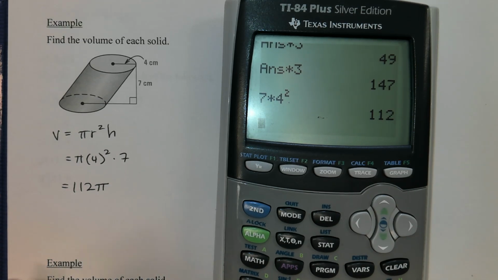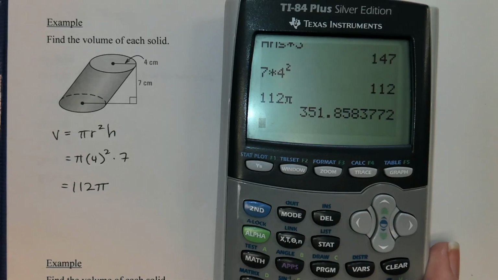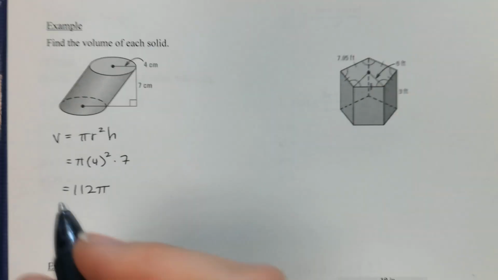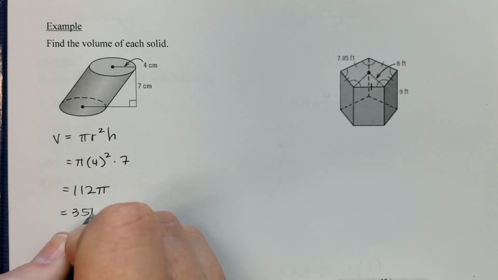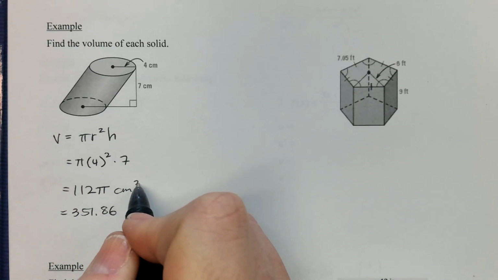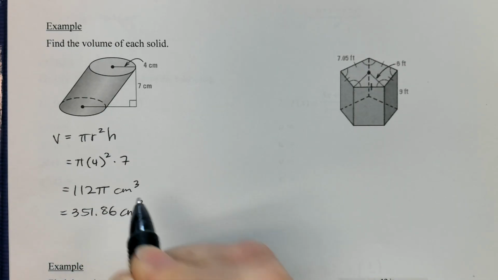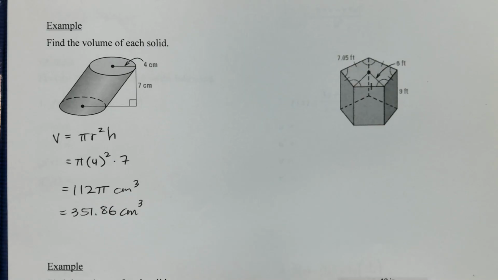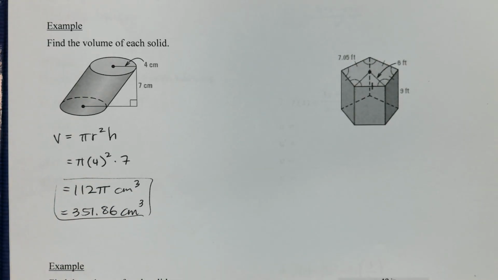That's actually the exact answer. If you type in 112 pi in your calculator and get 351.86, that is totally fine. This is just the approximate answer, since we're kind of rounding and we're cutting off decimals. Either way, oops, cubed. We need a centimeters cubed because now we're doing volume. So either one of these answers will work.